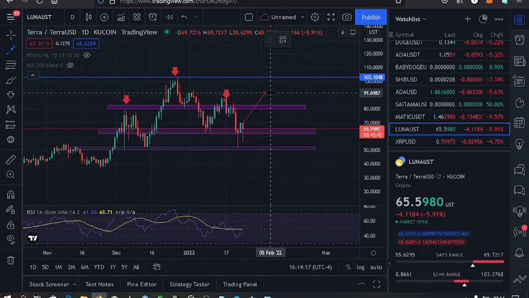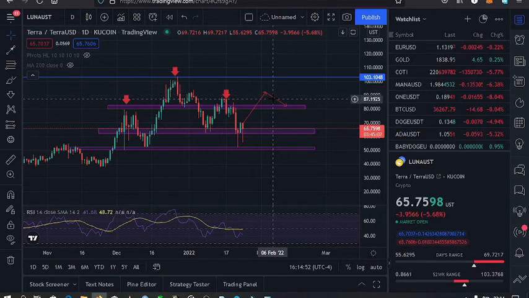But we also need to consider how Bitcoin is doing, because that scenario is a bit tricky. With Bitcoin selling off, we might not have the power to go to the upside. So that's the first scenario that I expect to play out.